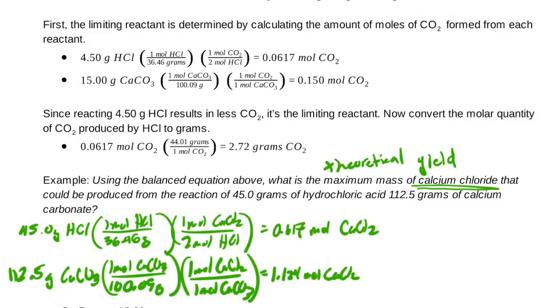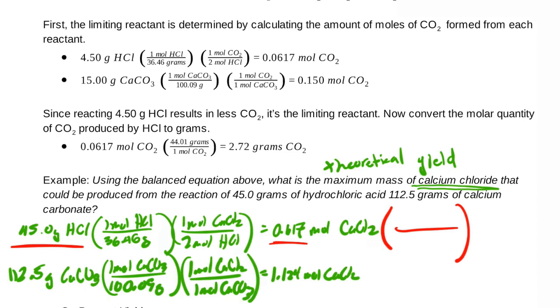So it is at this point that I have identified what my limiting reactant is. It's my 45 grams of hydrochloric acid, because that only produces 0.617 moles of calcium chloride in the presence of plenty of calcium carbonate. So now what I'm going to do is I'm simply going to convert that molar quantity to a gram quantity, which will be equivalent to the maximum mass of calcium chloride product that could be made. So here we go. I'm just going to use what I've already created. Pardon me while I do a little bit of math here.